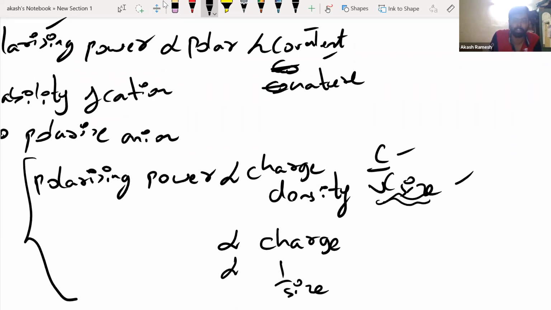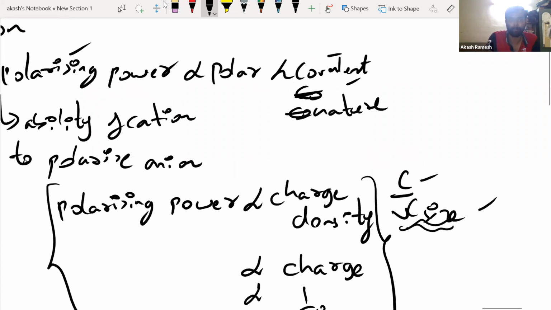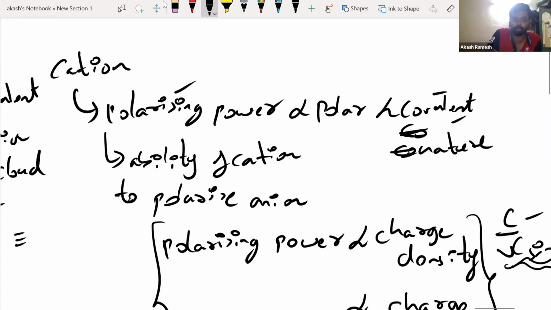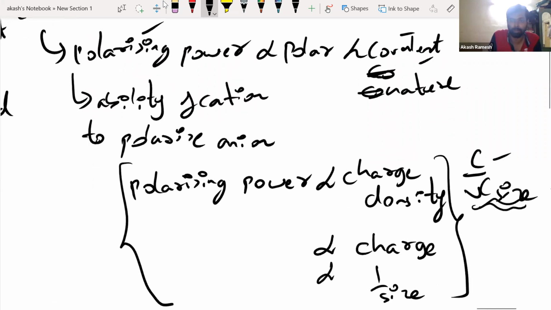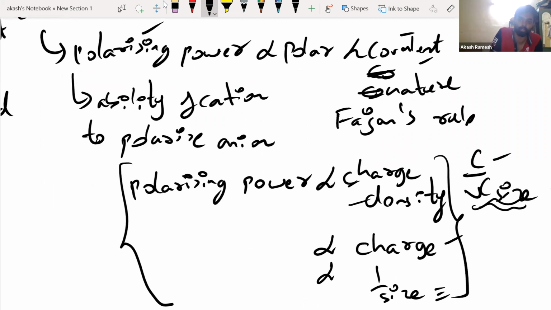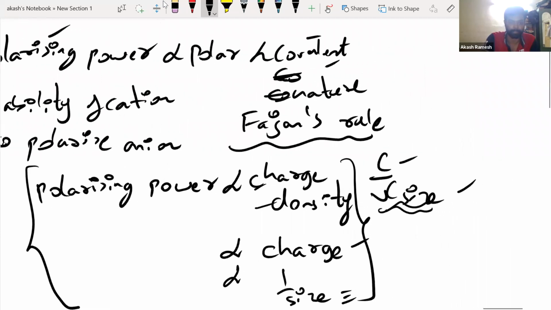This should be at your fingertips. Whatever we are seeing here, we are comparing. Basically, these rules I wrote here, that the polarizing power is directly proportional to charge density, that means directly proportional to charge and inversely proportional to size, are called Fajan's rules. Fajan is a scientist. Now, let me take some examples.